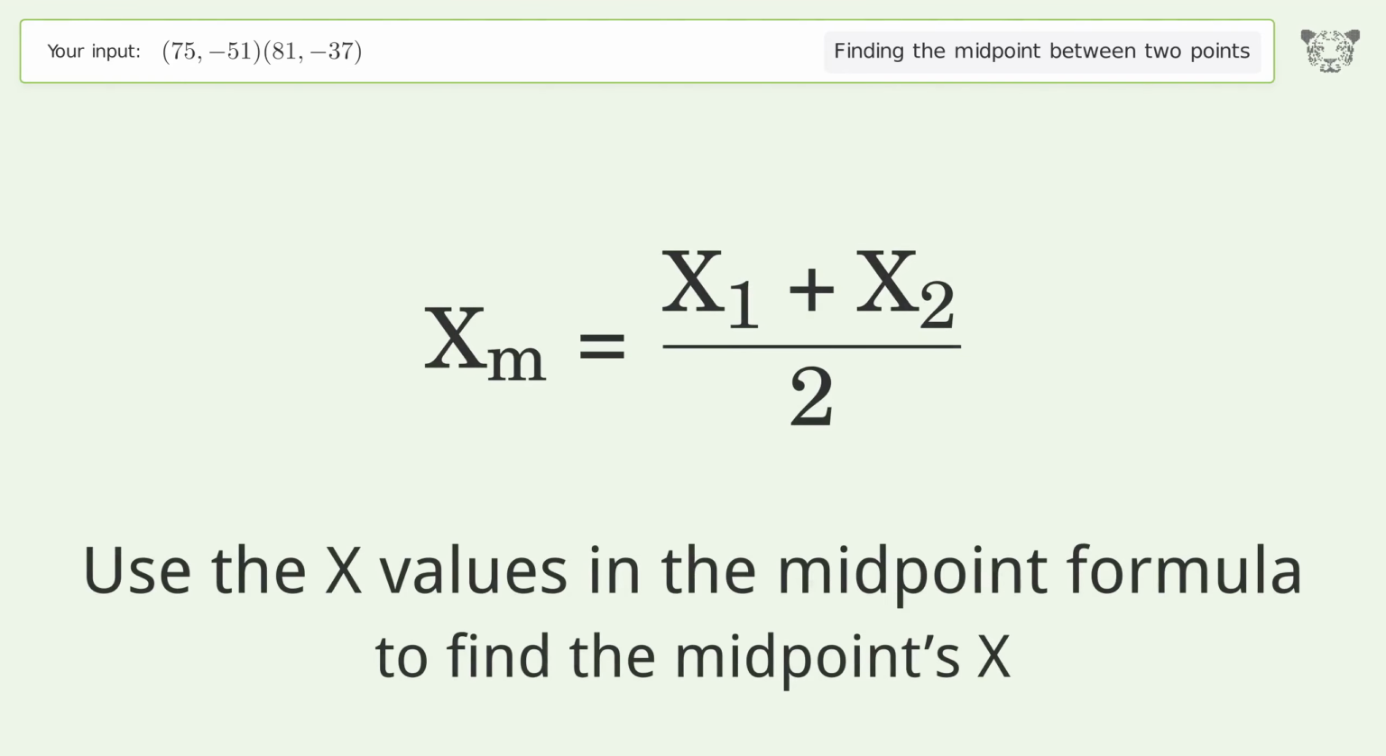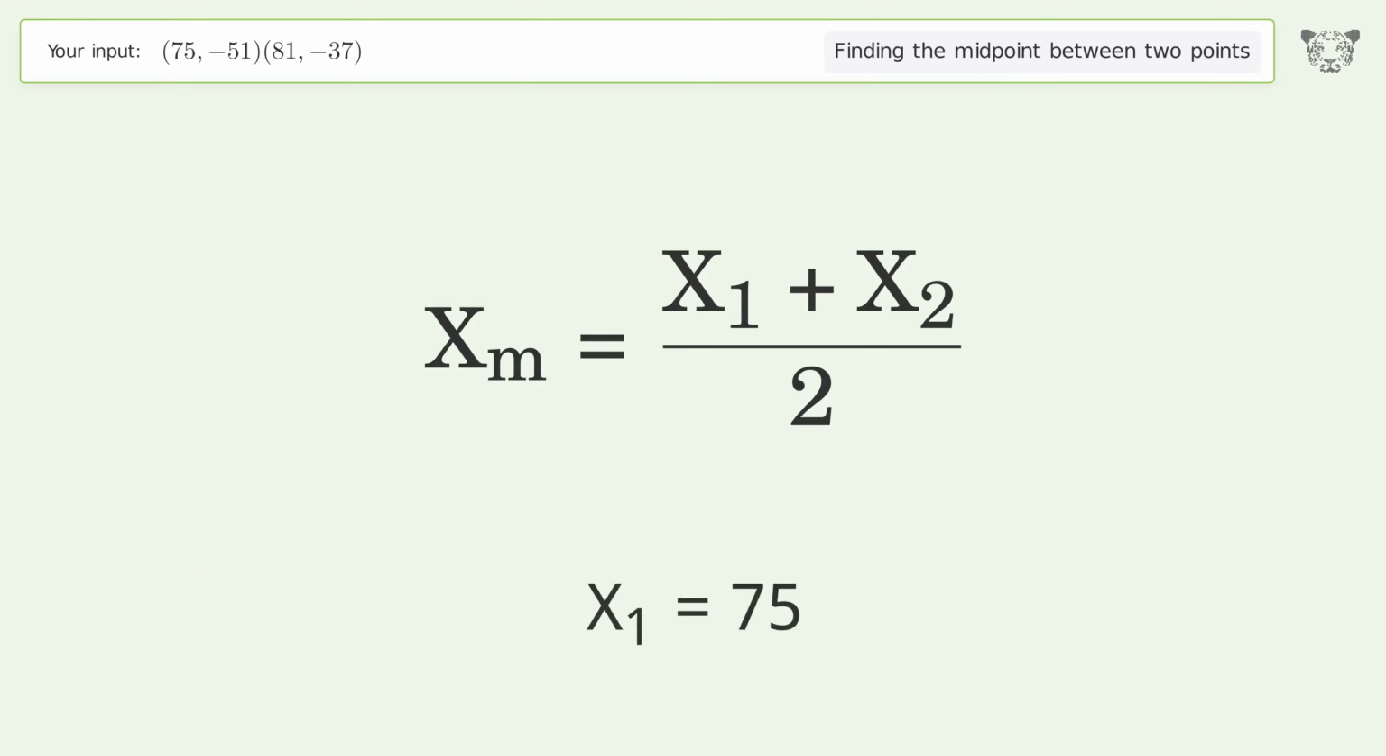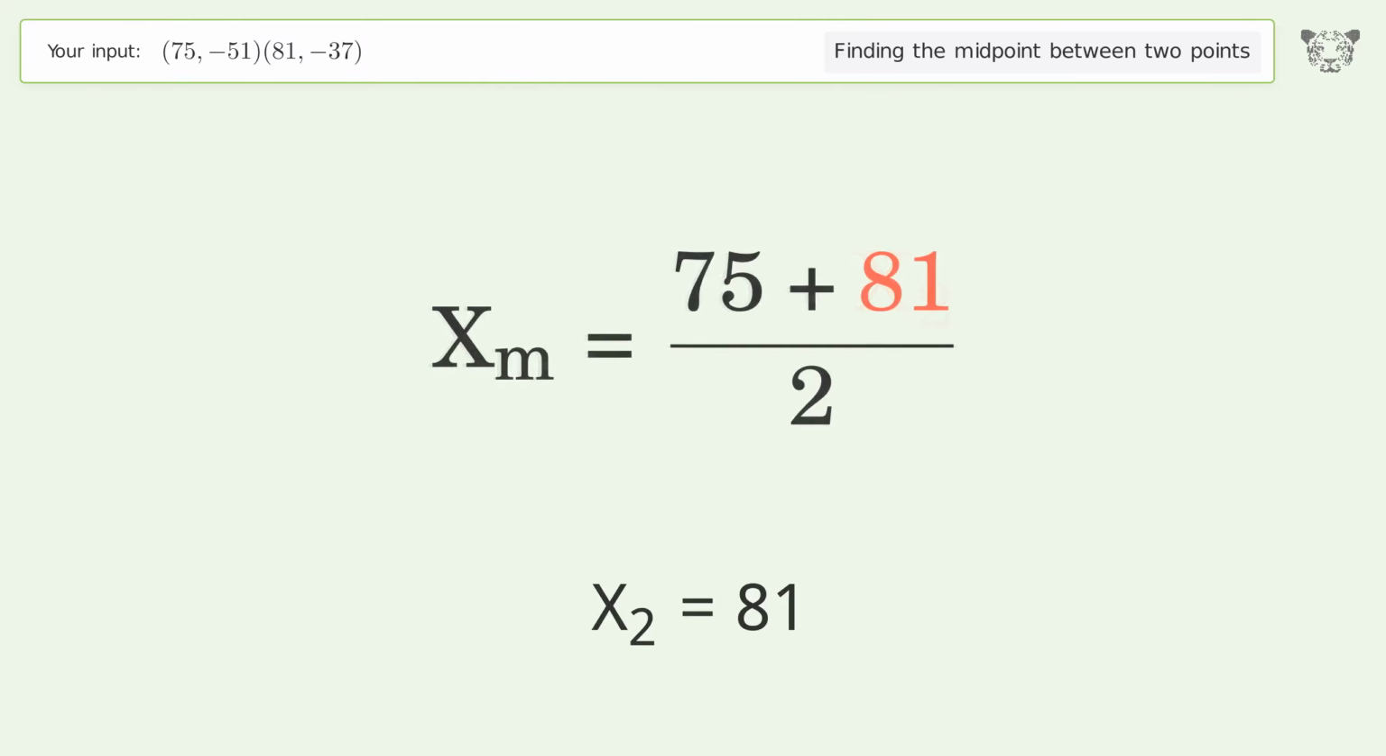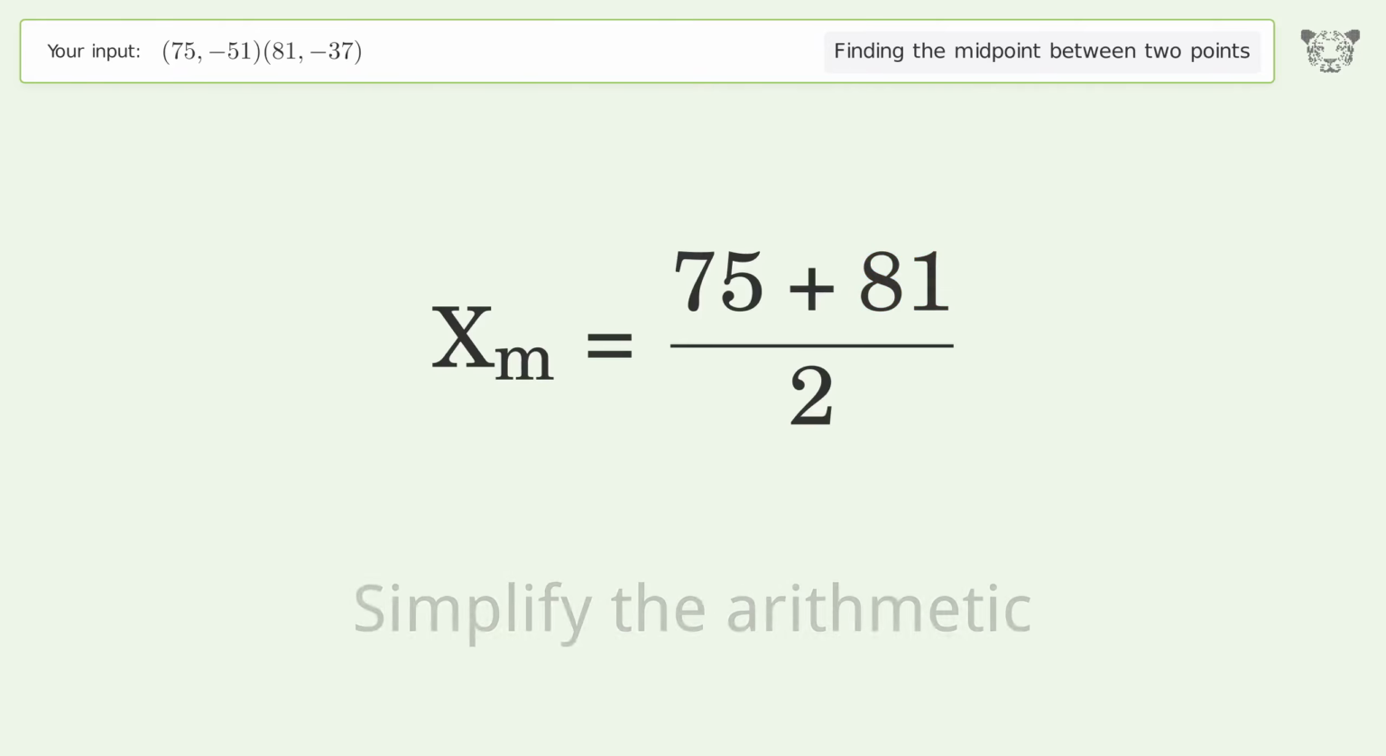Use the x values in the midpoint formula to find the midpoint's x. x1 equals 75. x2 equals 81. Simplify the arithmetic.